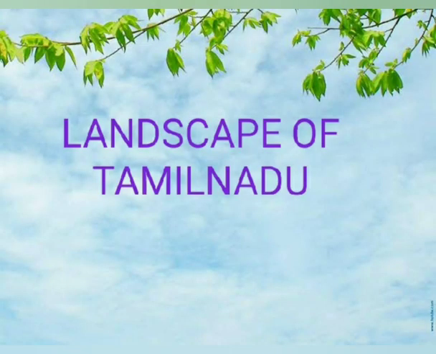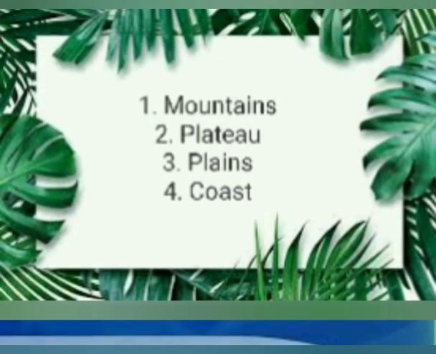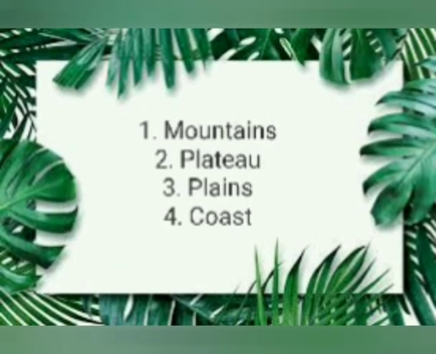Landscapes of Tamil Nadu. What is a landscape? A landscape is a visible space of an area. It may be land or its landforms and how they integrate with the natural or the man-made features, how it is being used in daily life. Based on the features and its appearance, the landscape is classified into 4 main types. They are mountains, plateau, plains and coast.